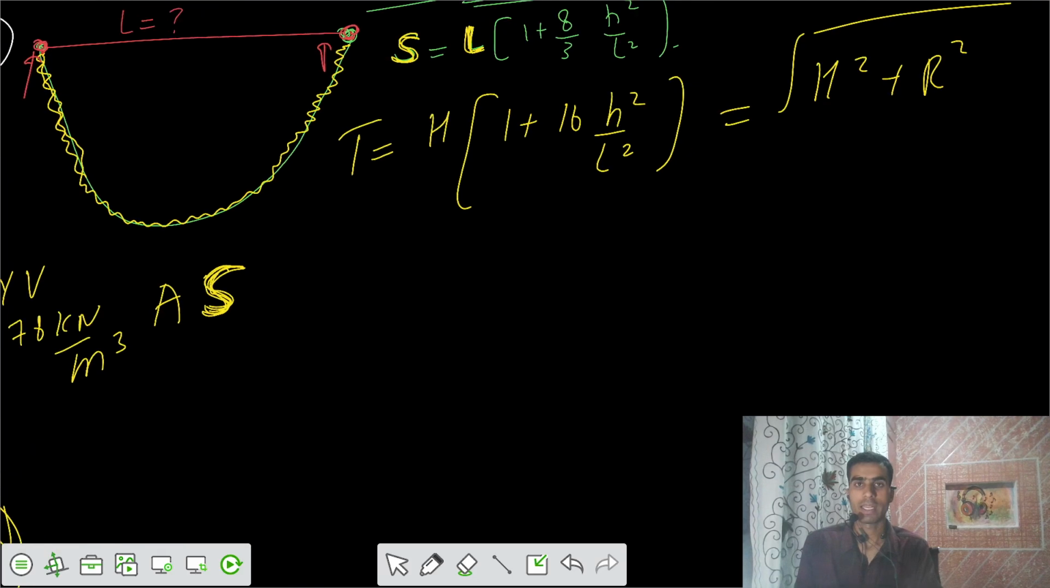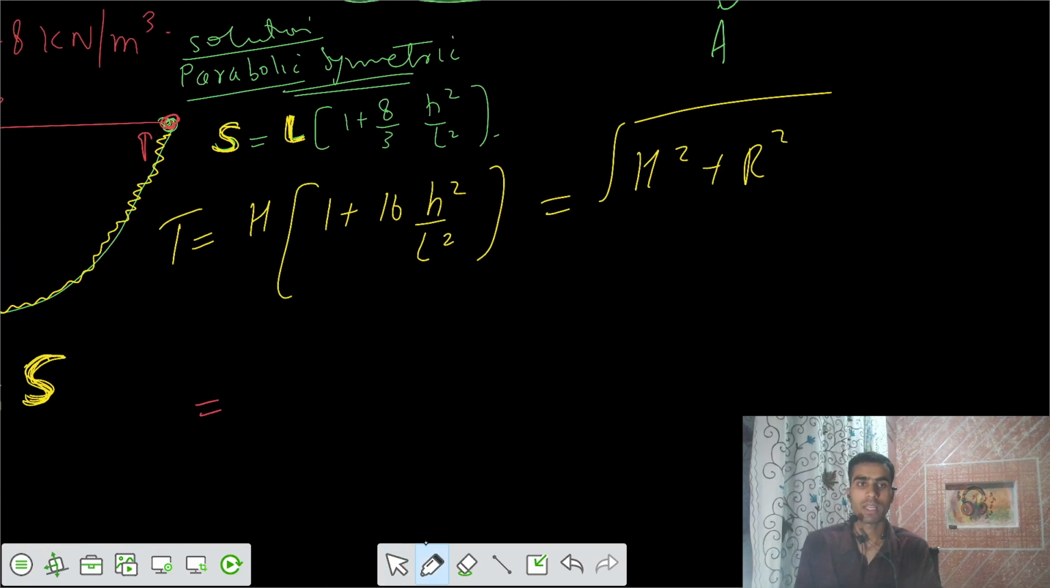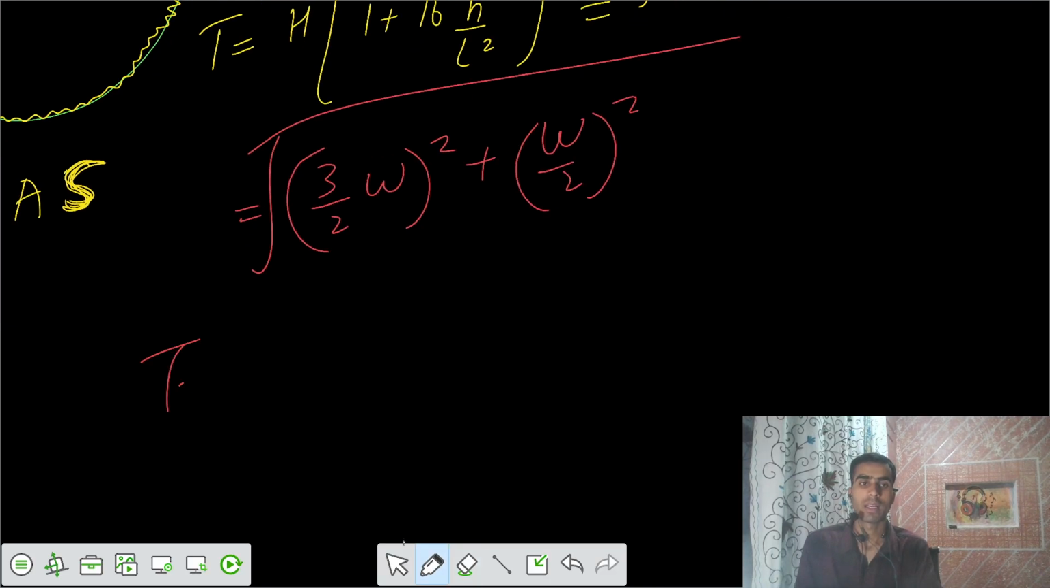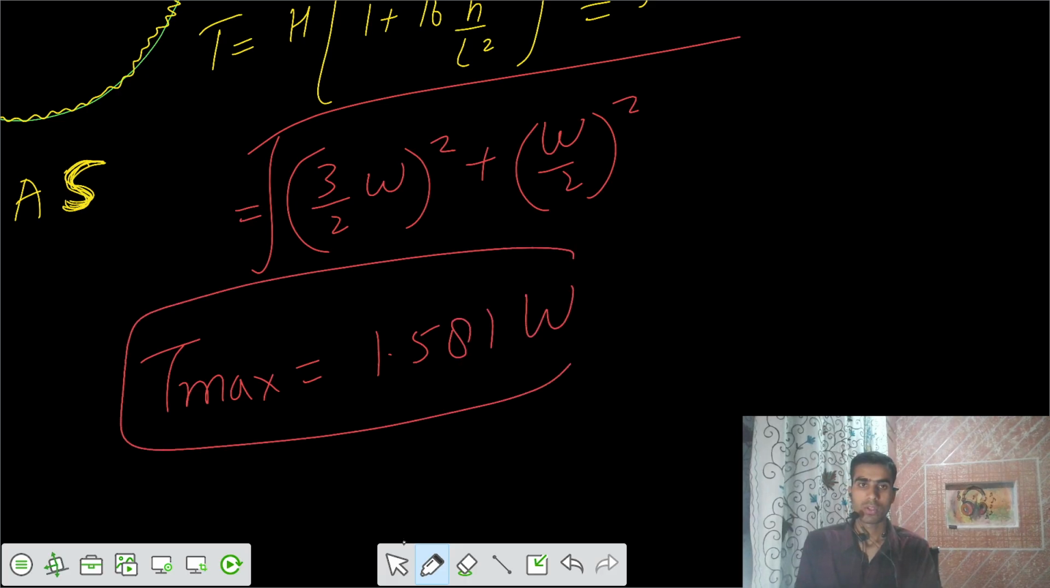Now if I solve for T max, I would say 3/2 of W whole square plus W/2 whole square, and the root of that, so we can get T max. T max equals to some value of 1.581 W. So this is one approach.